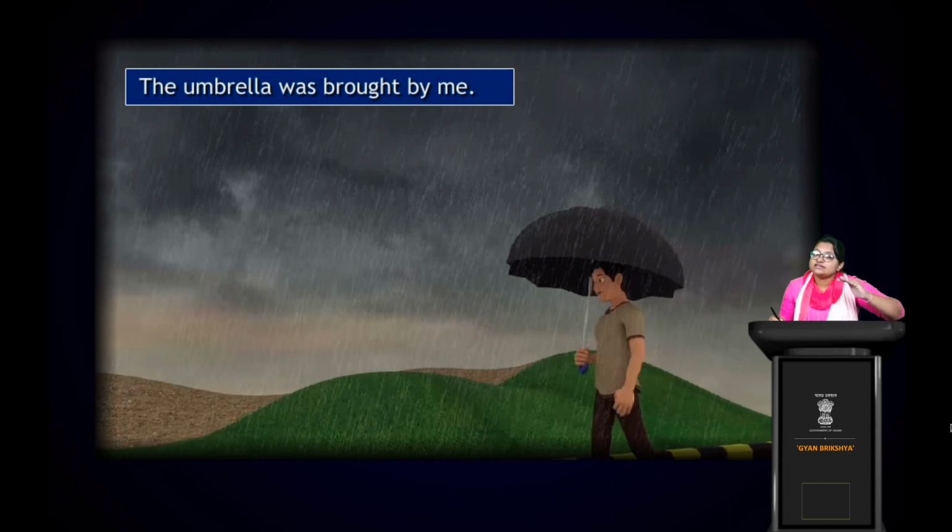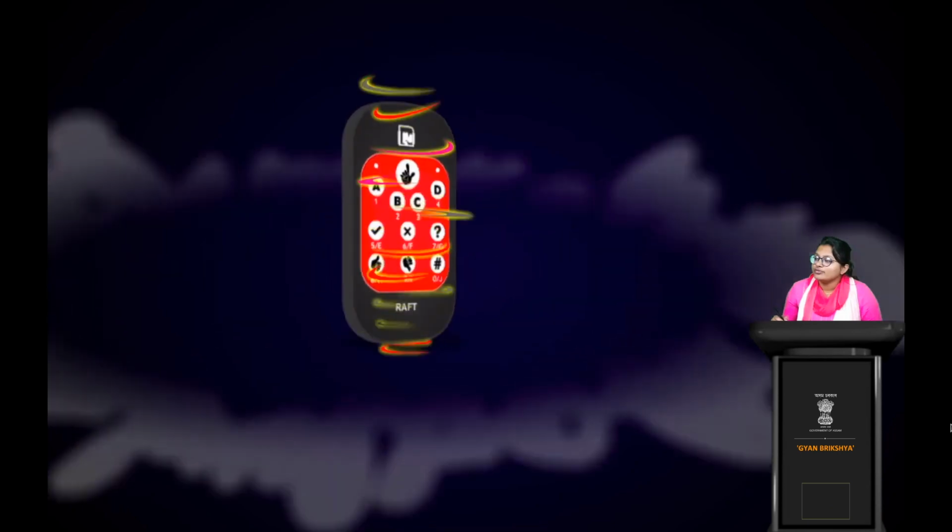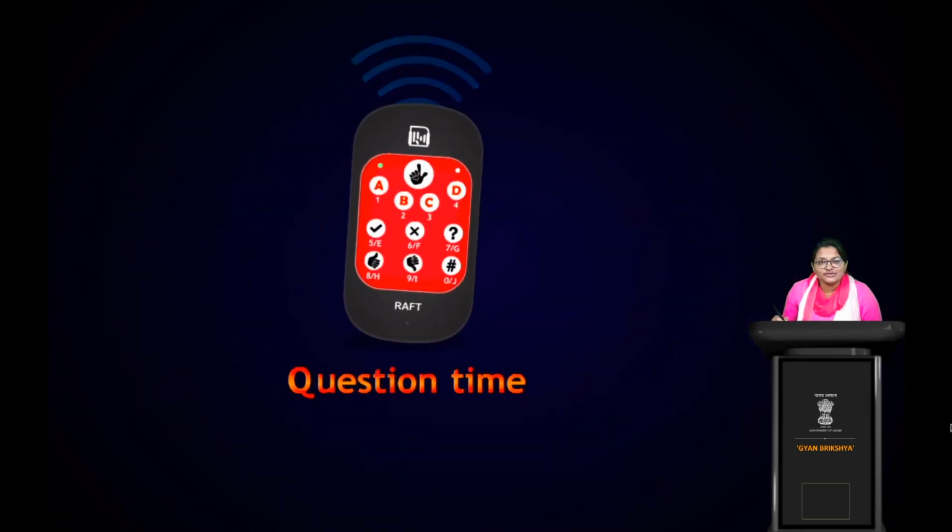In passive voice, the subject in active voice becomes the object in passive voice, and the object in active voice becomes the subject in passive voice. That is what you have to remember. Okay, so I brought the umbrella becomes the umbrella was brought by me. Clear? Okay, now before moving ahead, let's take up the first question of our class today.